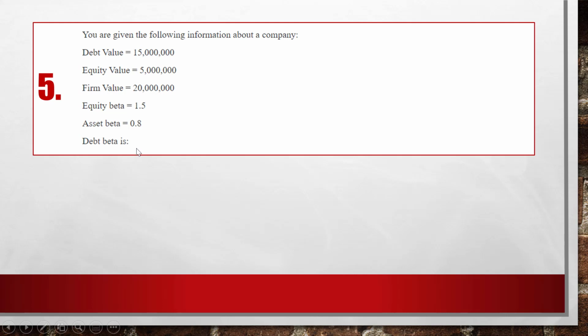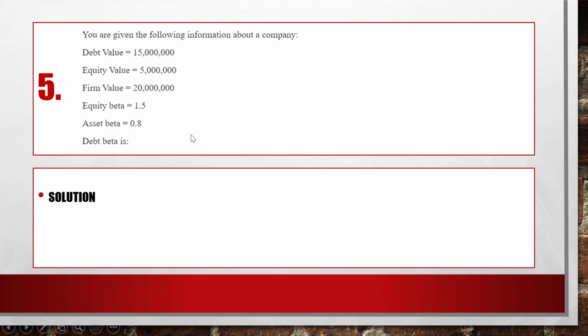So here we are going to use the unlevered beta equation, right? Because we have debt and equity involved, and here there's no taxes. Alright, so we have this equation. 0.8 is equal to 1.5 times 5 over 20 plus beta D times 15 over 20. Here, let me analyze this equation. 0.8 here is the unlevered beta, that means the beta of the assets. So it is 0.8. 1.5 is the equity beta.